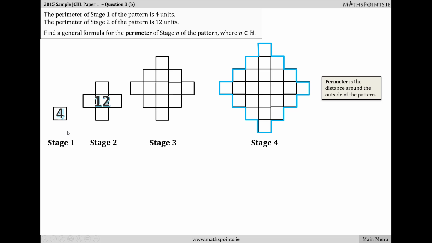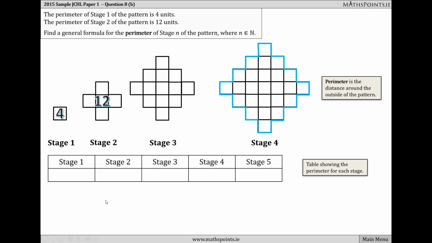The important thing here is to establish what kind of a pattern this is going to be so that we can find a general formula. Is it going to be linear? Is it going to be quadratic? So if we make a table and put in the information we found already, so 4 and 12, and for stage 3 we are going to have to count the outside, so 1, 2, 3, 4, 5, 6, 7, 8, 9, 10, 11, 12, 13, 14, 15, 16, 17, 18, 19, 20. So the perimeter of stage 3 is 20.